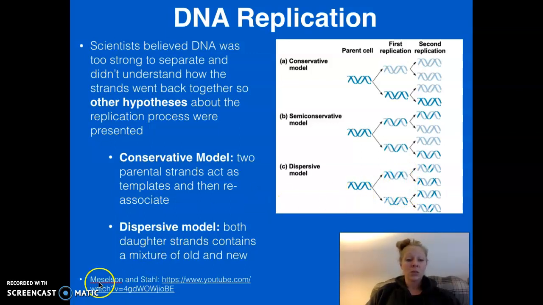And so Meselson and Stahl, here is a link. I will put this on PowerSchool for you guys to understand the Meselson-Stahl experiment, which could very well show up on an AP test. This is how they determined that it was a semi-conservative model. They put radioactive markers in the first replication, and then discovered what was present in the second replication. Once again, another very elegant experiment.